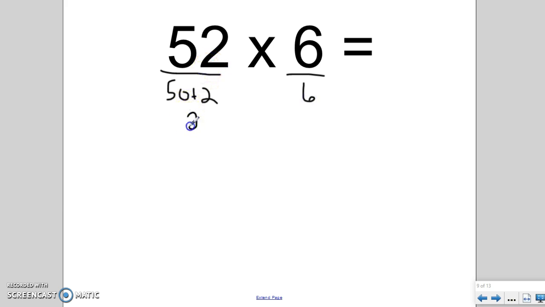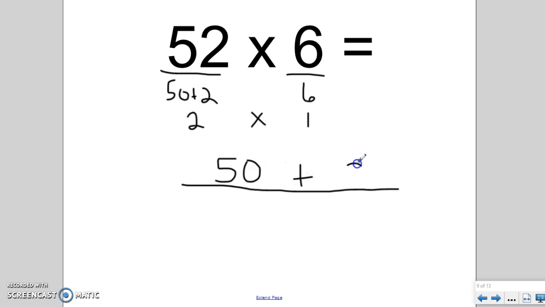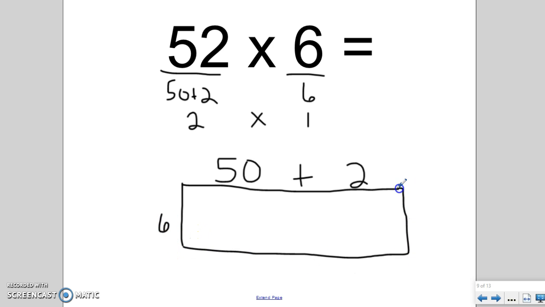So this is going to be a 2-digit by 1-digit problem. So I'm going to have to make enough space for a 2-digit going across. That is the 50 part of my expanded form plus the 2 part. And 6 is only a 1-digit number, so I just need room for the 6. And that creates my rectangle. And I'm going to draw a line right down here by my plus sign. So I'm going to put little multiplication man here just to help me remember this is multiplication.